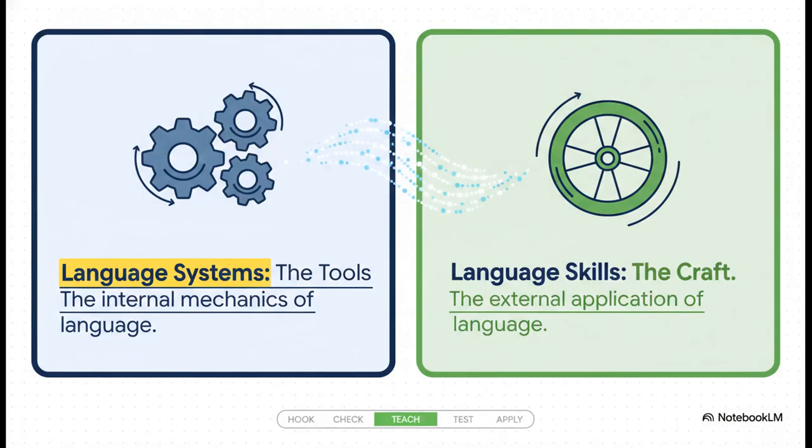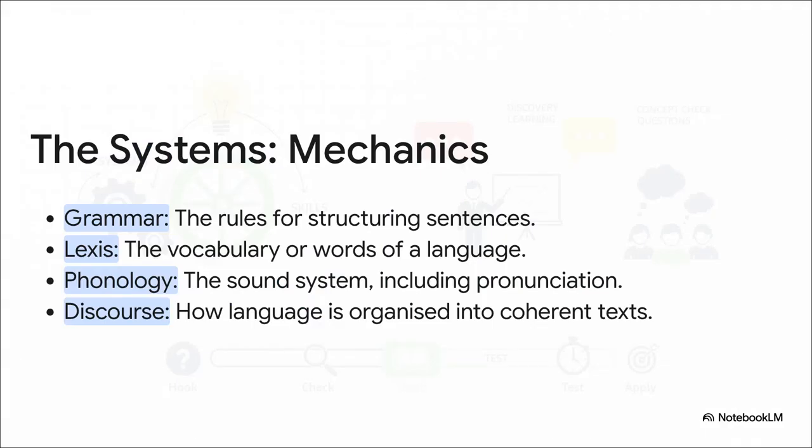A really brilliant way to think about this is to split language into two parts. You've got the language systems. Think of these as the internal mechanics, the tools in your toolbox. And then you've got the language skills, which is what you do with it, the craft you create with those tools.